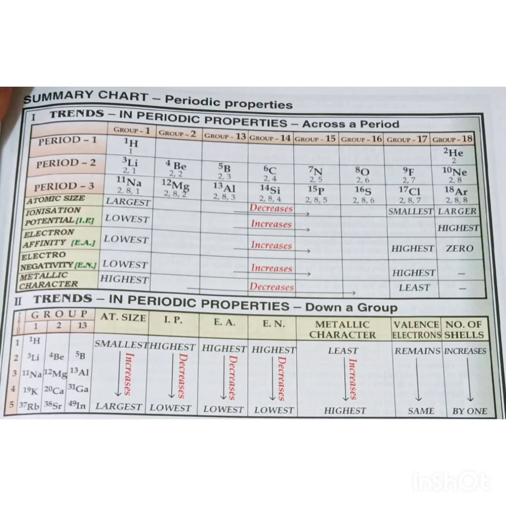Now you go through the tabular form of all the properties and their variation in a group and a period. Now you read all the properties, and in the next video we will do some exercise questions.